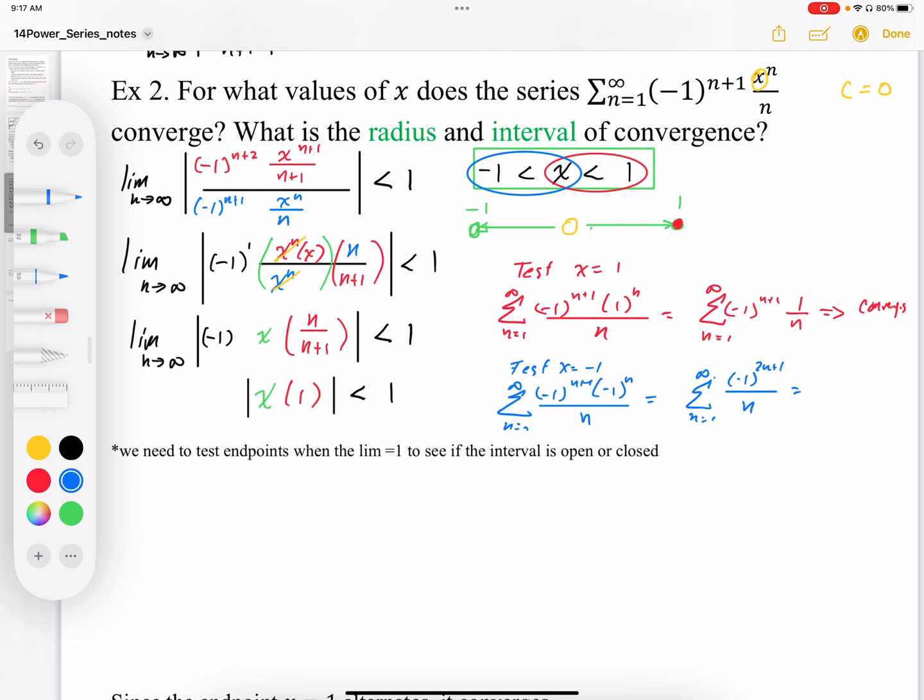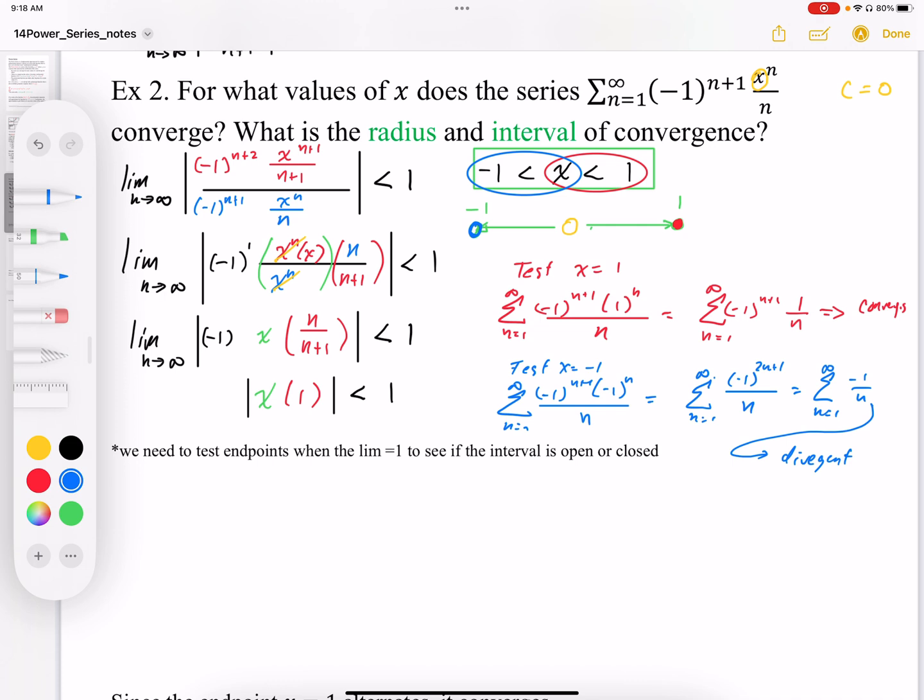So we can simplify this as a harmonic series of -1 over n. This is a harmonic series. This is divergent. That means we do not include the -1 endpoint, because that series does not converge when x is -1.